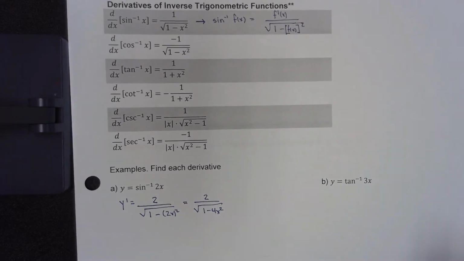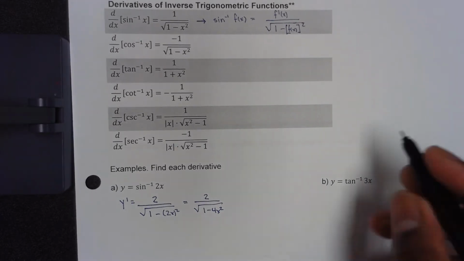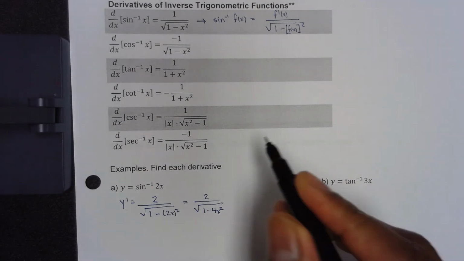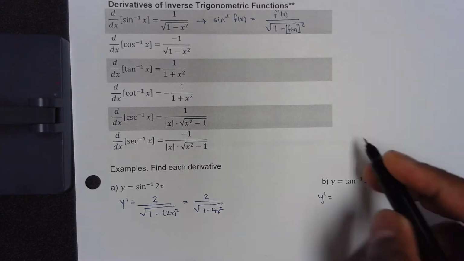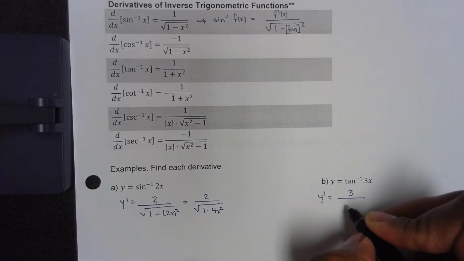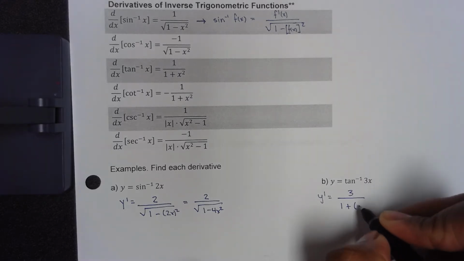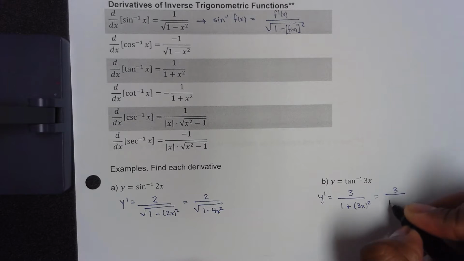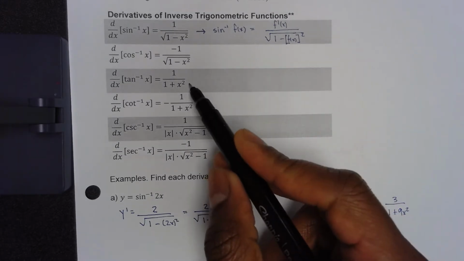Example B, we're doing tangent inverse. So we would get y prime equals the derivative of 3x, which is 3, over 1 plus 3x squared. So 3 over 1 plus 9x squared, going by this rule.